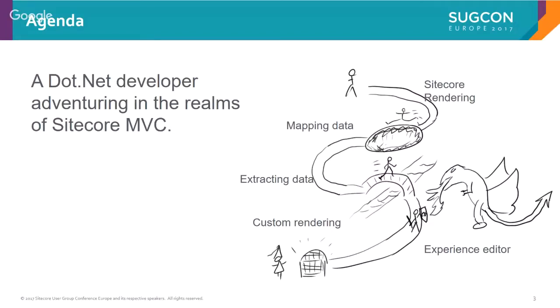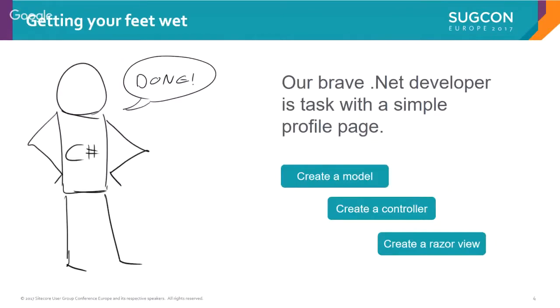So without further ado, I would like to introduce you to our brave .NET developer. One day at work, he is tasked to implement a simple profile page. So he thinks to himself, all right, easy enough. Well, we're going to create a model to contain our data, make a view so we can present the data, and finally a controller so we can bind it all up. But then it occurs to him that, oh, but the data is in Sitecore. We need that. How do you do that?